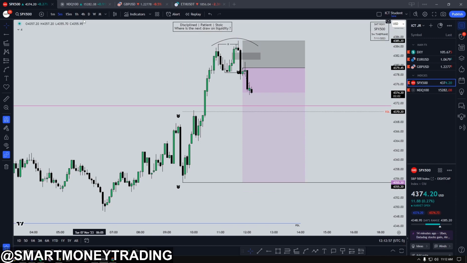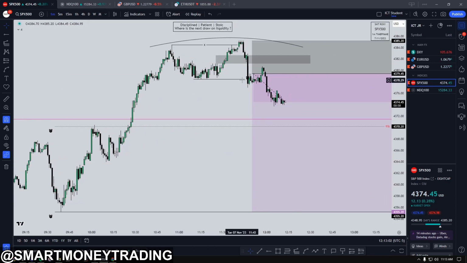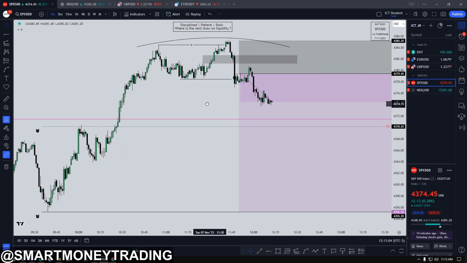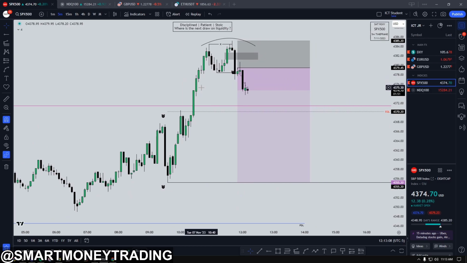So we have here again market maker sell model. If we drop down to the 1 minute, you can just see it clear as day. All these lows got broken through. We came back up and then we dropped. So I'm just being very patient here on the 5 minute. I think the 5 minute shows it a lot better than the 1 minute. Plus we have all these inversions right here.